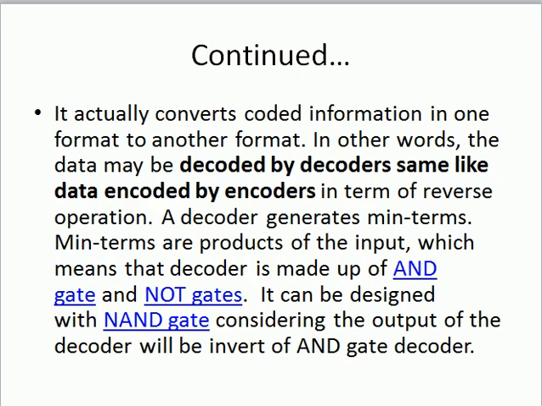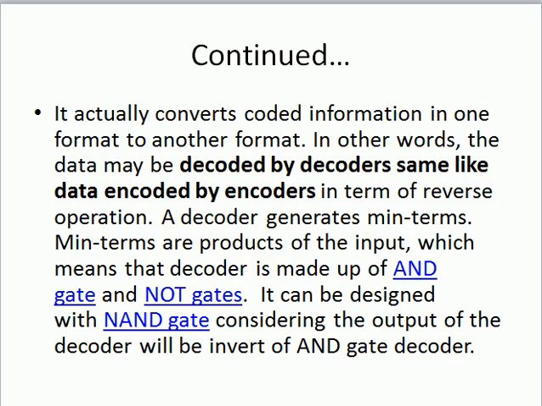Basically, a binary decoder converts coded information from one form to another, or from one code to another code, or from one format to another format. In other words, data may be decoded by decoders just like data is encoded by the encoder, in terms of the reverse operation. We will discuss encoders in the next lecture.